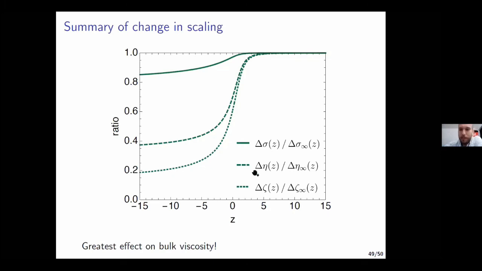And what you see is you have this ordering: the isovector conductivity has, I don't know, around 15% change from its asymptotic value, and then the shear viscosity has a much more significant one, but the most significant is on the bulk viscosity, which is indicative that the bulk viscosity is quite important near the chiral phase transition.